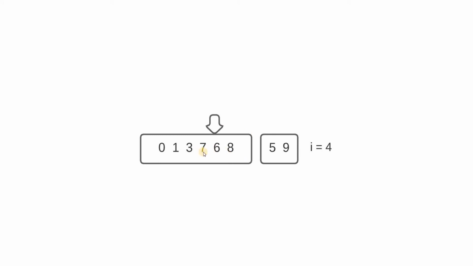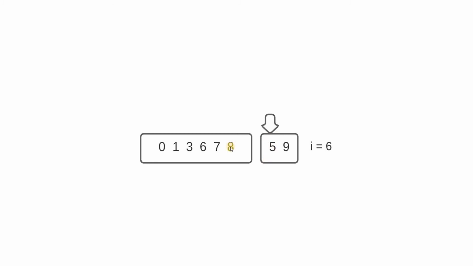Now 6 and 7. 7 is larger, so let's swap that again. And guess what? 6 is now in a sorted position. 3 is smaller than 6, so there's no point in swapping. We're sorted. Now we're pointing to the value 5.